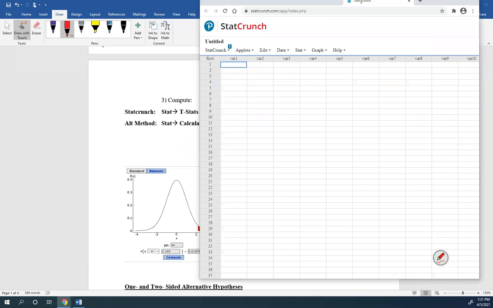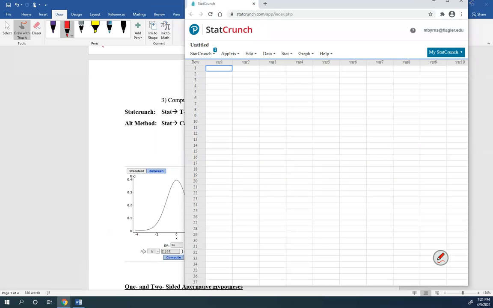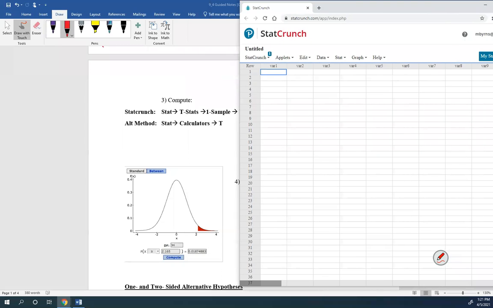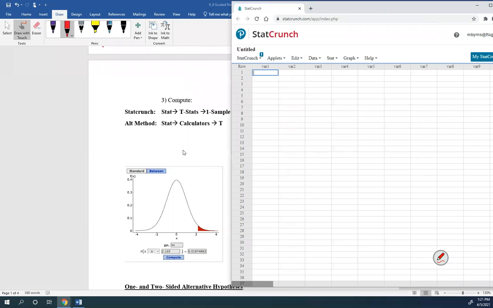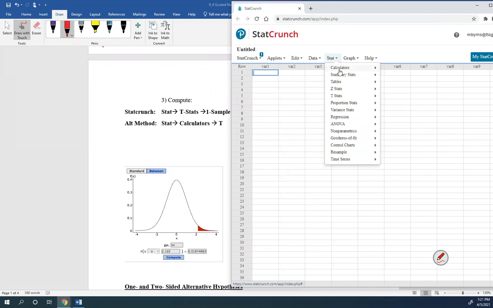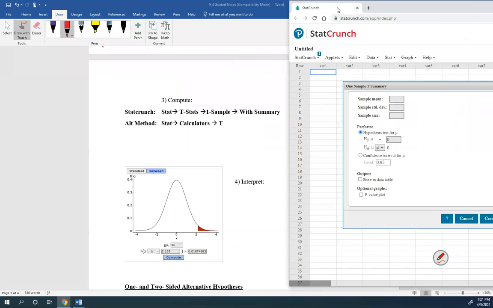So I've got a window here for StatCrunch. So doing it the first way, make sure we're still recording here. We are. Doing it the first way, I'm going to go to Stat, T-Stats this time. Remember in chapter 8 we did proportion stats. Now we're doing T-Stats because we're looking at mean instead of proportions. And I'm going to go to one sample. I'm going to go with summary, rather than typing in the data myself.